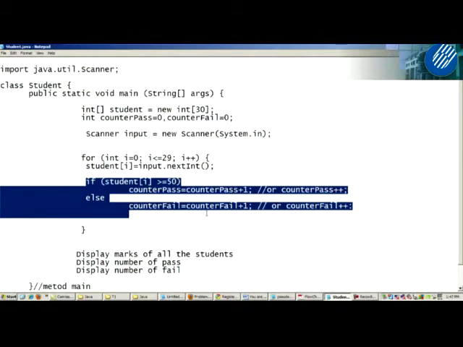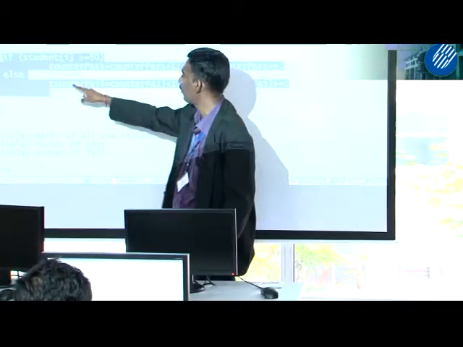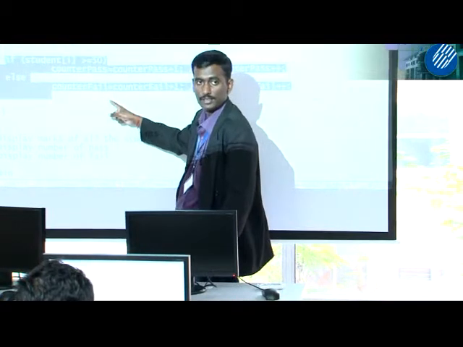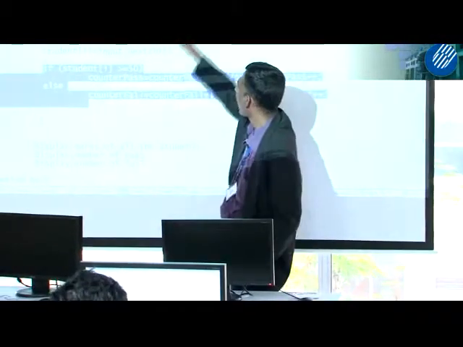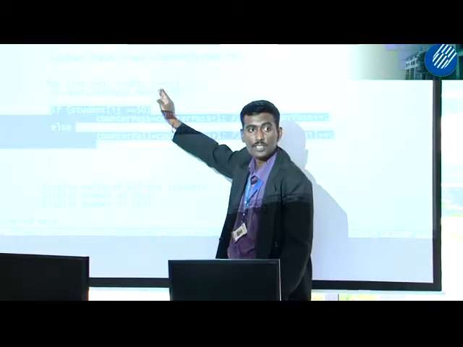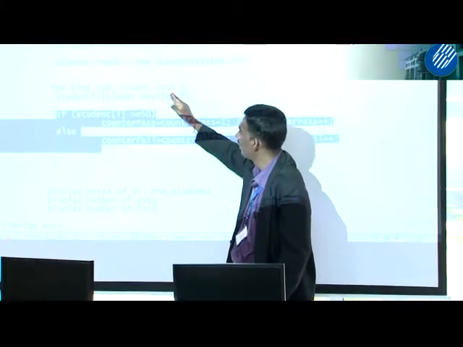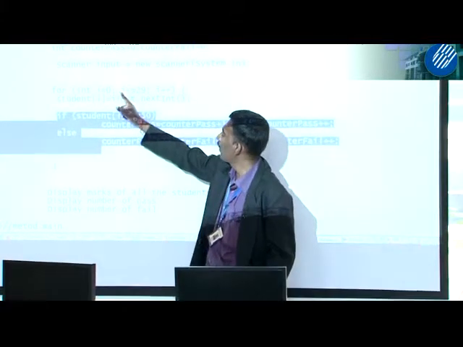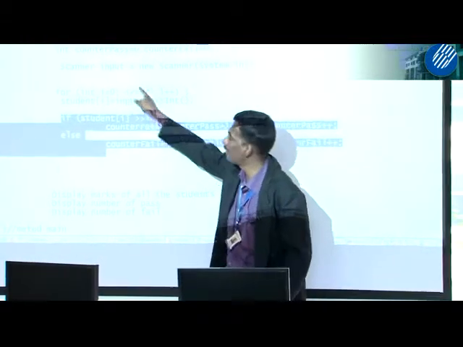First you get the marks. Then you determine whether the marks is above or equal to 50. If it is true, then you update counterPass. If not, you update counterFail. After this process has been executed, it will go up. i plus plus. Initially i was 0, now i becomes 1. Then it will go here. Is 1 smaller than or equal to 29? True, right?